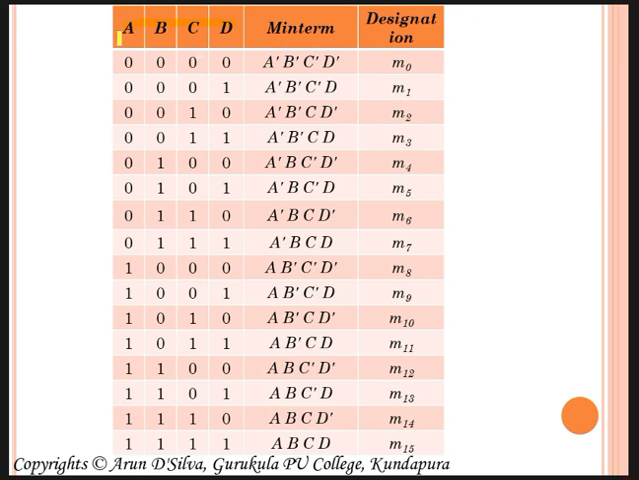Now here four variables are there, A, B, C, D. The values are generated here. If you are finding difficulty generating the values, I'll give you a small trick. Take the last variable, that is D, and write zeros and ones alternately, 0 1 0 1 0 1 0 1, like that. Write 16 values.